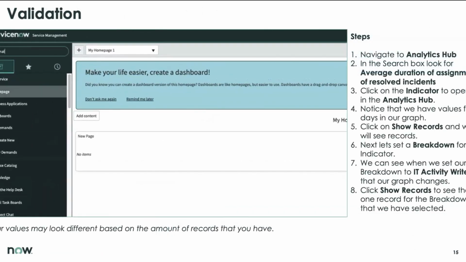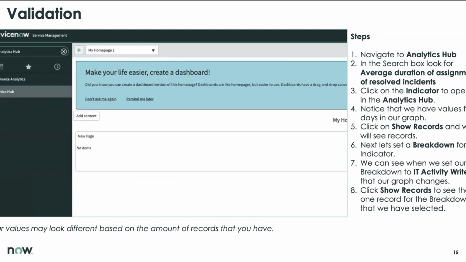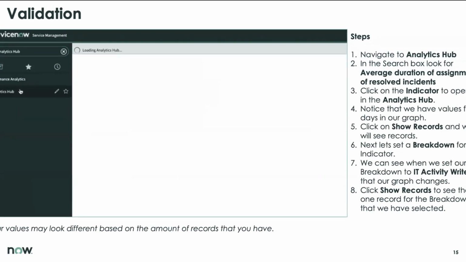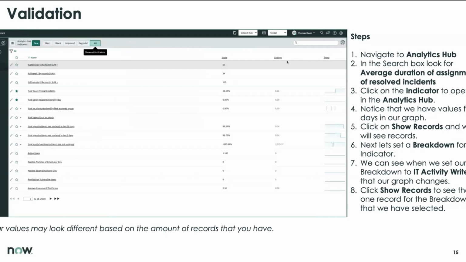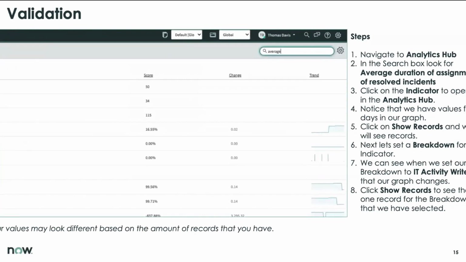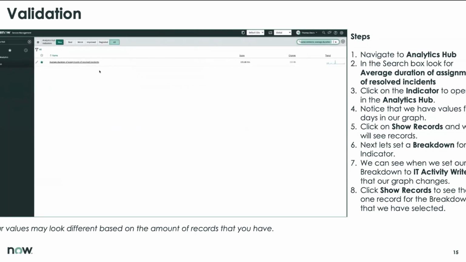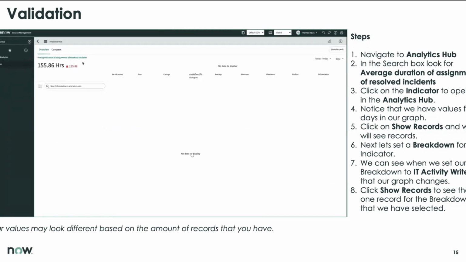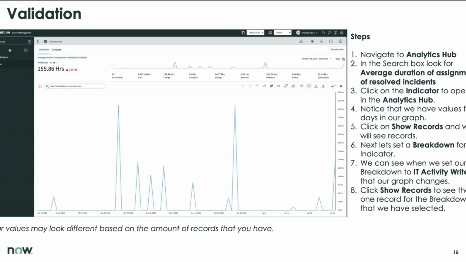So I'm going to go to the Analytics Hub, and I'm going to look for that indicator that I created to make sure that I have data, and just search for it by name over here. I didn't type it all out. I just gave it a little bit. It'll come back. And there it is. So we click on it. And now we can see that we actually have some data at some point in time.